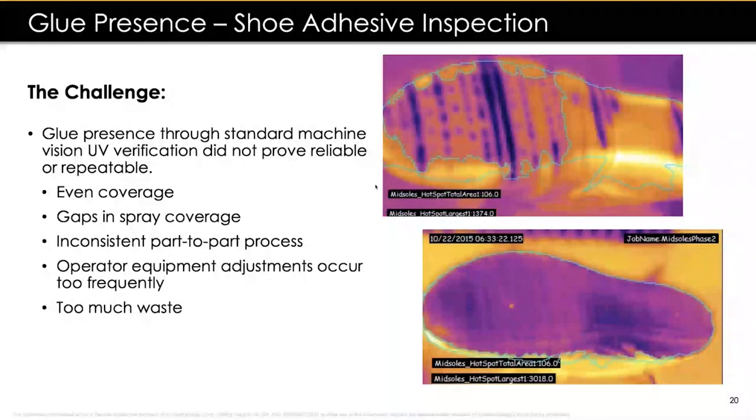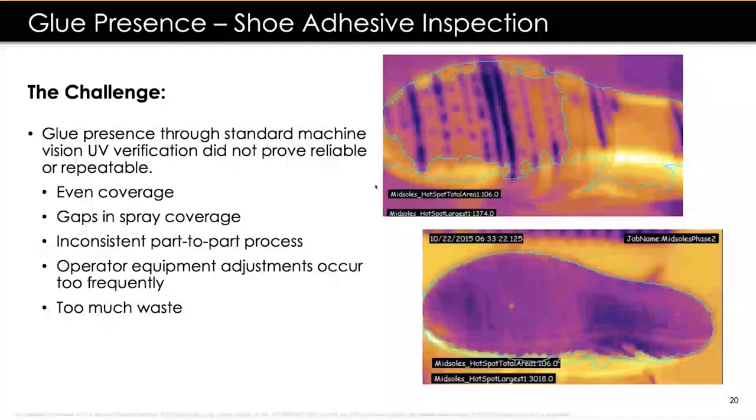So, shoe adhesive inspection. This is a unique application that we did, with the challenge being that glue presence verification through standard machine vision did not prove reliable or repeatable. In the plant, there's a lot of reflection and shadowing happening in the process, and the lighting system they were employing didn't lend itself well because of the absorption rate of the product compared to the sole of the shoe, so finding issues, gaps or oversprays was difficult.